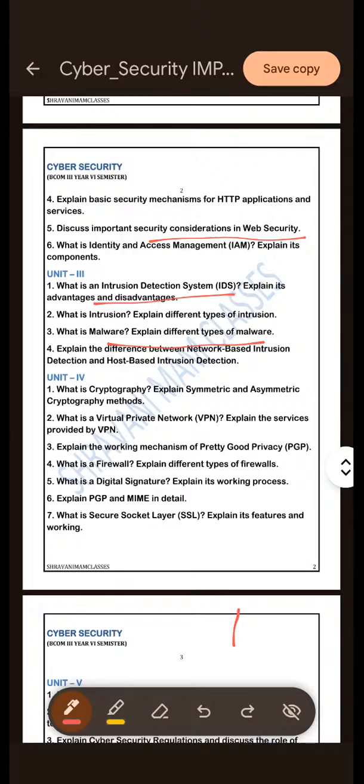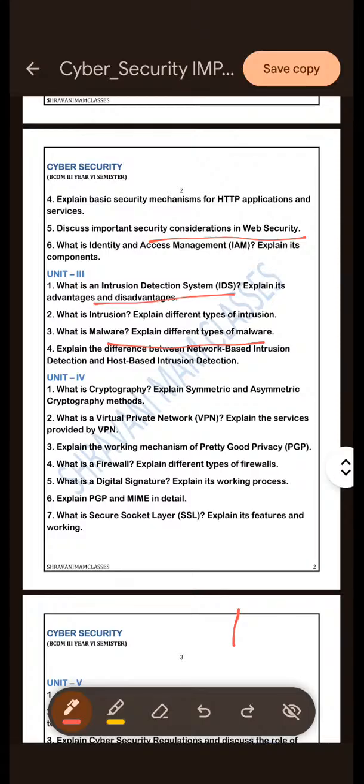Okay, and next, coming to the third question, explain the working mechanism of Pretty Good Privacy. You all know what Pretty Good Privacy is. It is used to encrypt emails and files, right? It uses both symmetric and asymmetric encryption here. It also ensures privacy and security in communication, right? So you have to explain this Pretty Good Privacy.